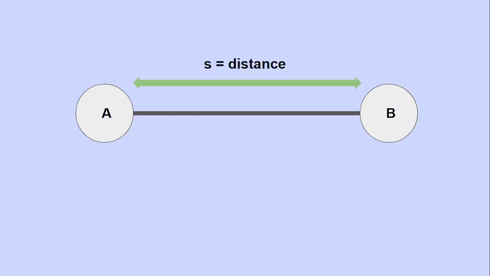We have 2 points A and B. There is a certain distance between these 2 points. We will symbolize this distance by the letter S.